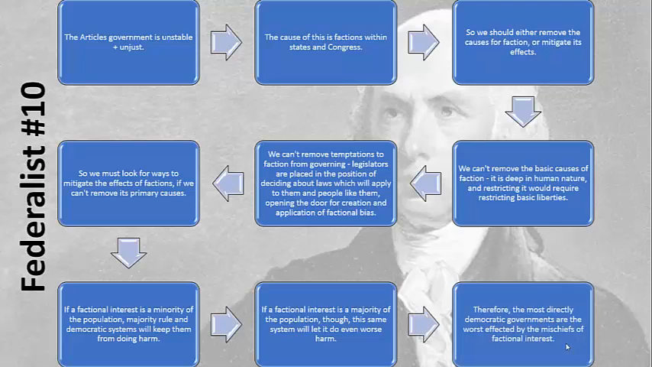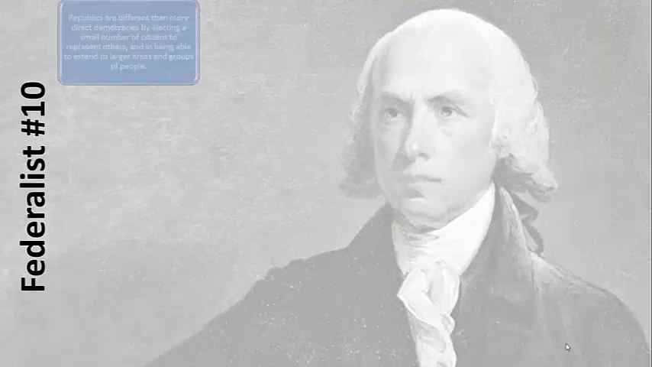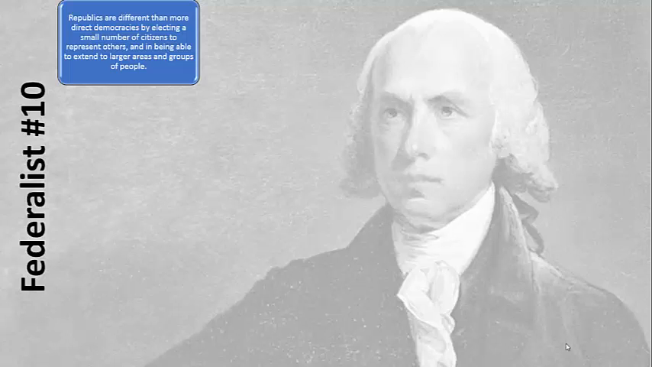So he says if you look at types of government, the more directly democratic a government is, the worse affected it will be by these mischiefs of faction, which is a very famous phrase of Madison's, because these majority factions will be ever more empowered the more democratic your government is. And so Madison says, what if we think about sort of mixed democracies? What about republics, which are representative democracies?